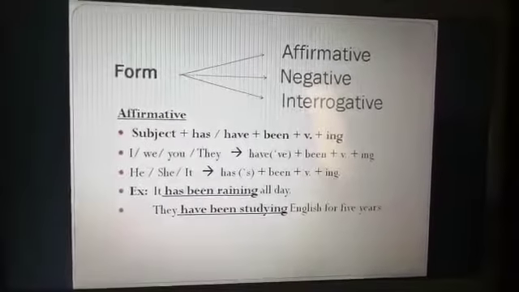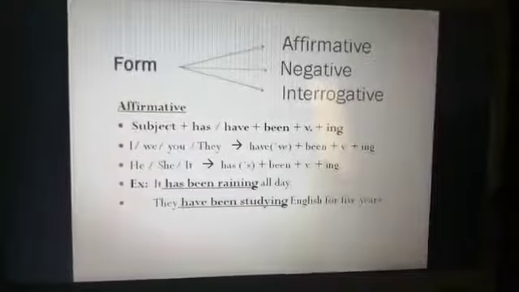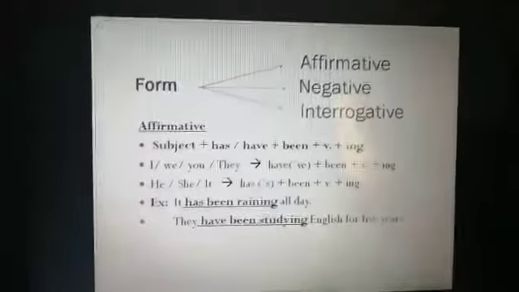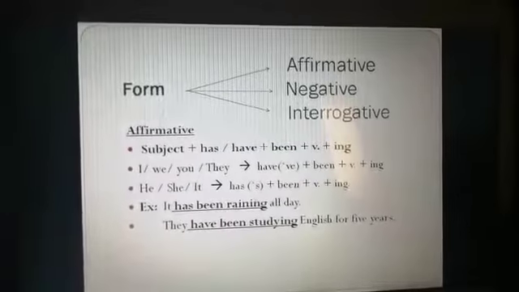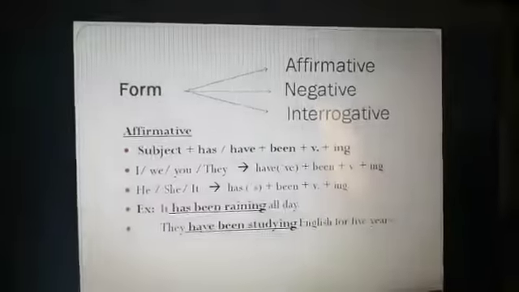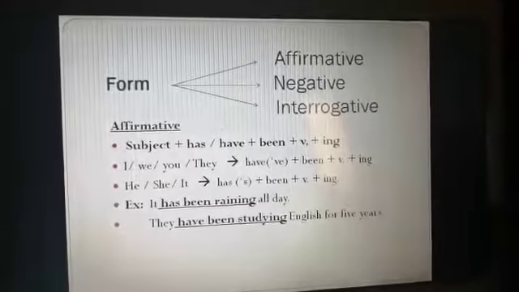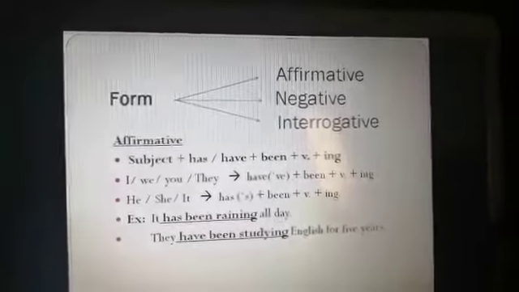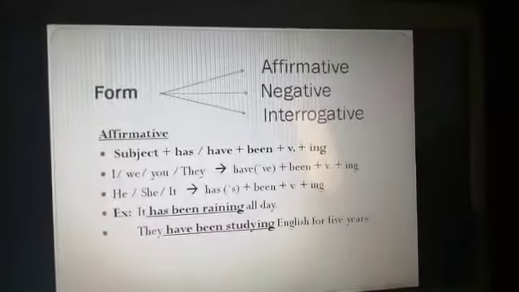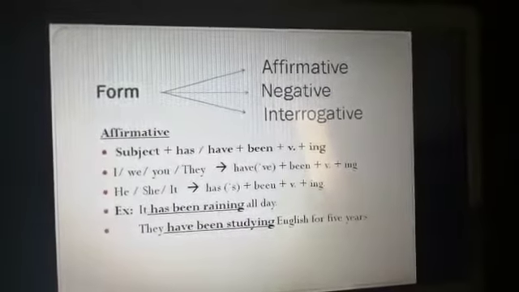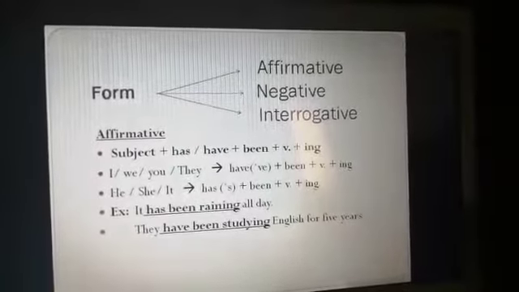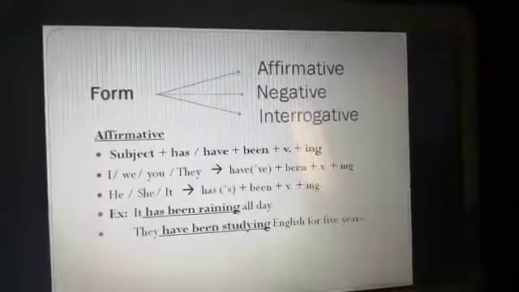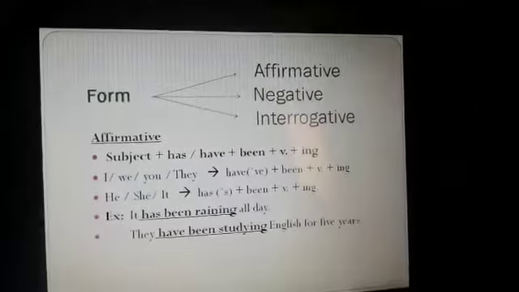Okay, so we have the form, the affirmative, the negative, and the interrogative. Okay, the affirmative, the sentence is gonna start with the subject and then has or have plus been plus verb ing. So if the subject is I, we, you, or they, you're gonna use have plus been plus verb ing. And of course, if the subject is he or she or it, you're gonna use has plus been plus verb ing. For example, it has been raining all day. The subject is it, so we're gonna use has and then been and the verb rain plus ing.